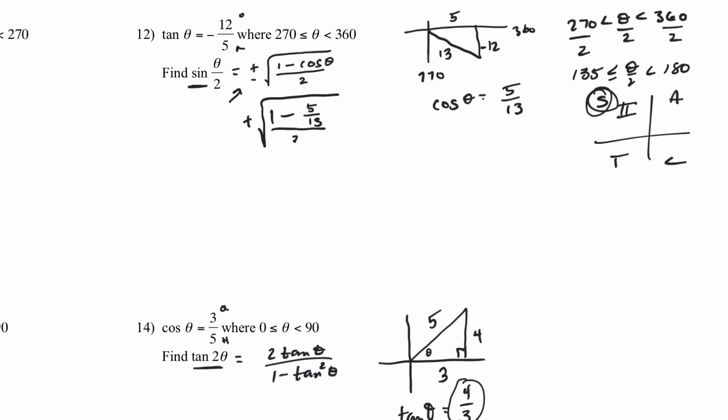All that over 2. So I'm going to go ahead and get 13 over 13 minus 5 over 13, over 2. Are there any questions on... I keep doing that over and over again. I just assume you understand what I'm doing. Does anybody have an issue with that step?